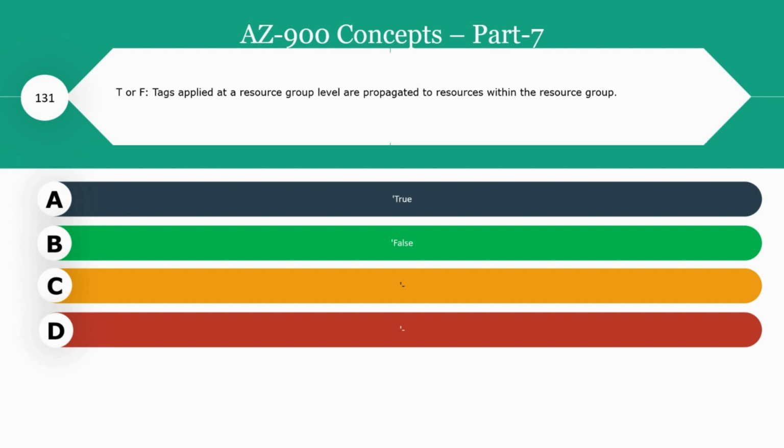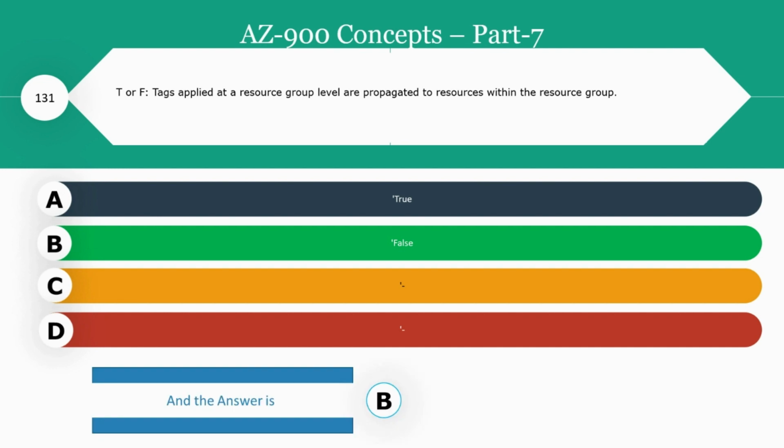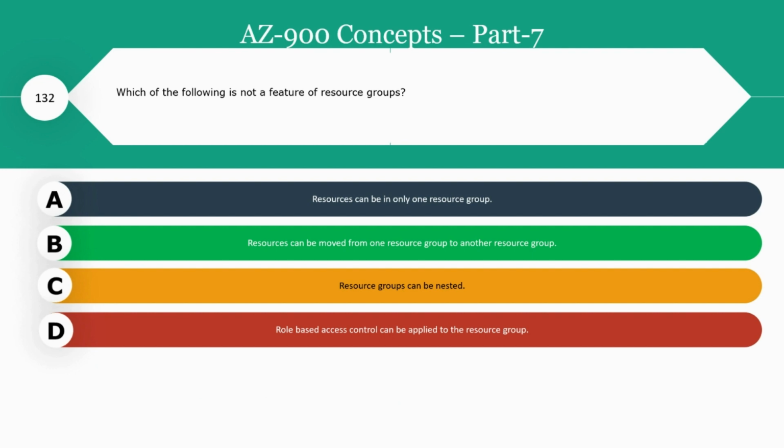True or false? Tags applied at a resource group level are propagated to resources within the resource group. Option A true, option B false. The right answer for this question is option B. No, tags do not propagate, and so option B is the right answer.